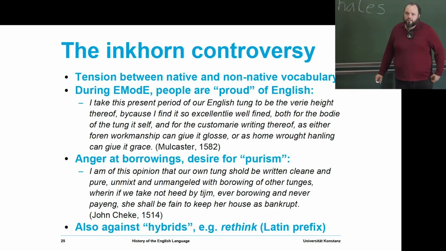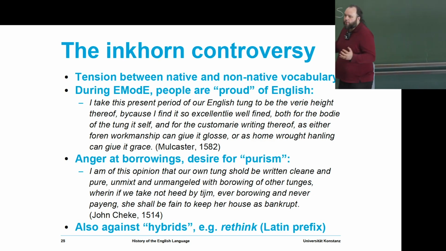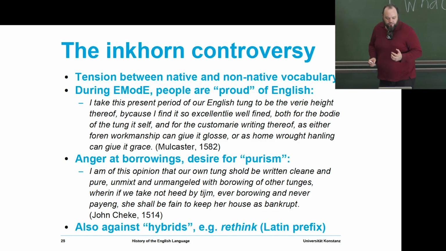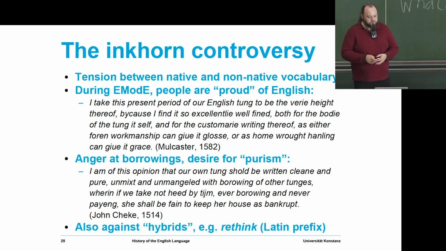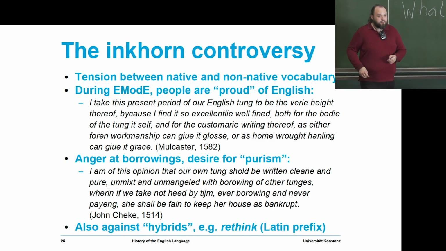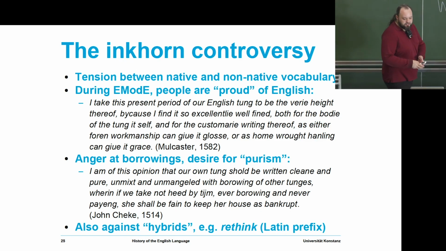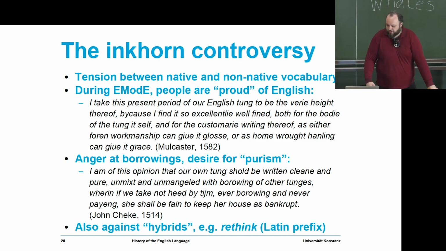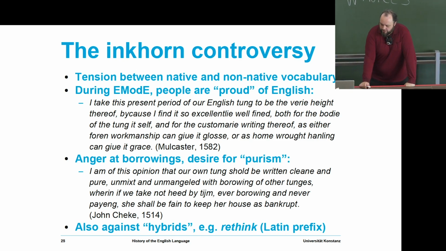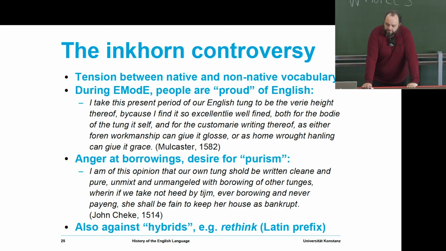But in the early modern English period, the pendulum has swung so far that people are really proud of English. They think English is great. You can do lots of things with English. And as a result, for instance, here we see Mulcaster, who's a writer about English itself. He says, I take this present period of our English tongue to be the very height thereof, because I find it so excellently well found, both for the body of the tongue itself and for the customary writing thereof, as either foreign workmanship can give it gloss, or as home-wrought handling can give it grace. So Mulcaster really loves his own language.